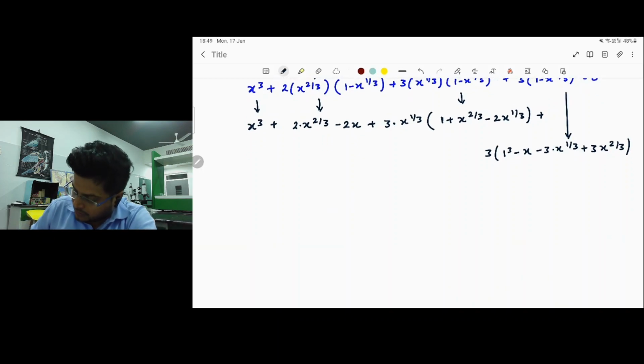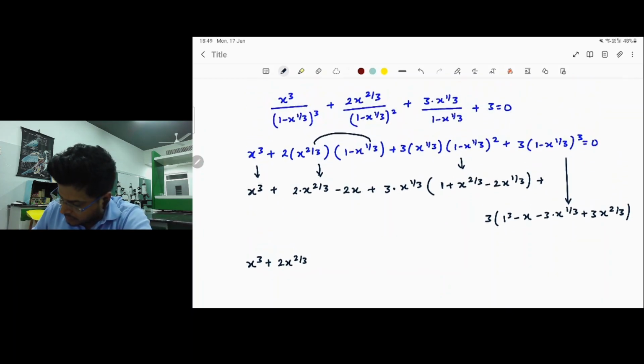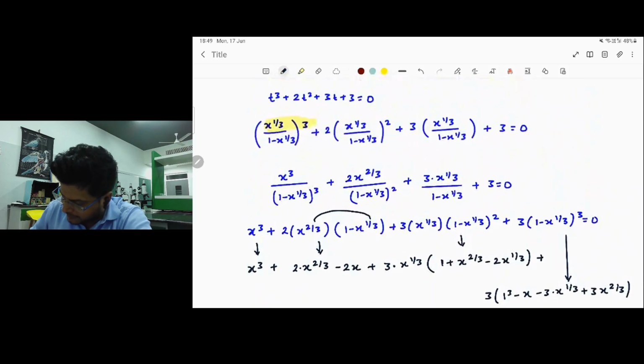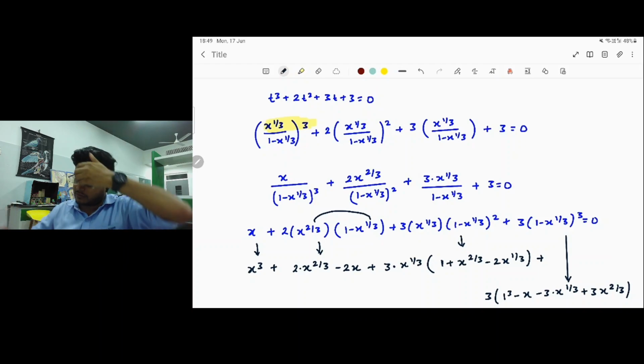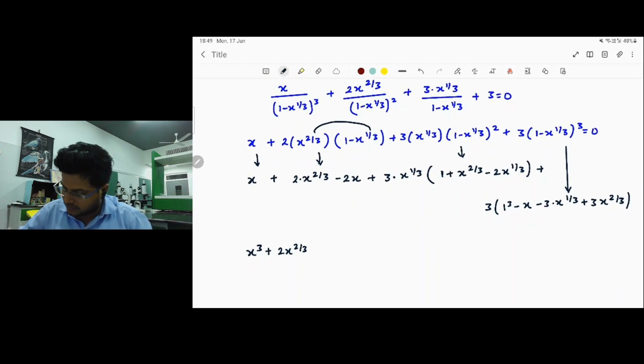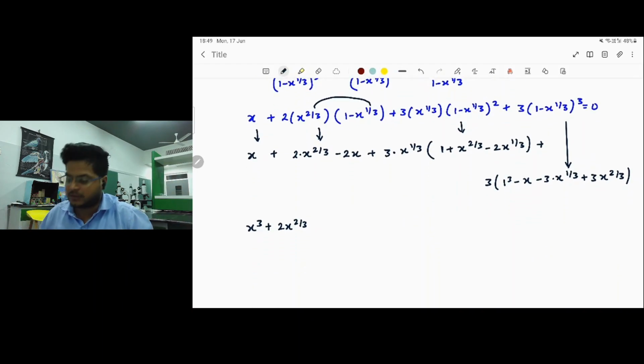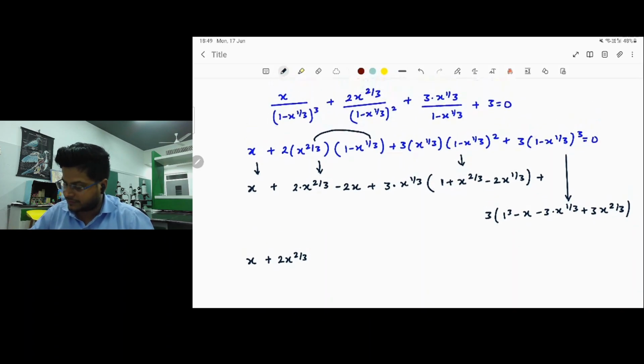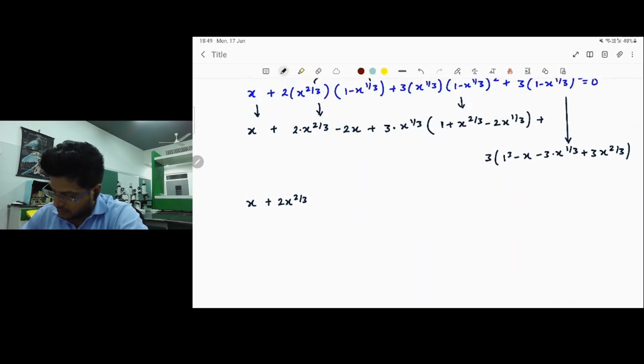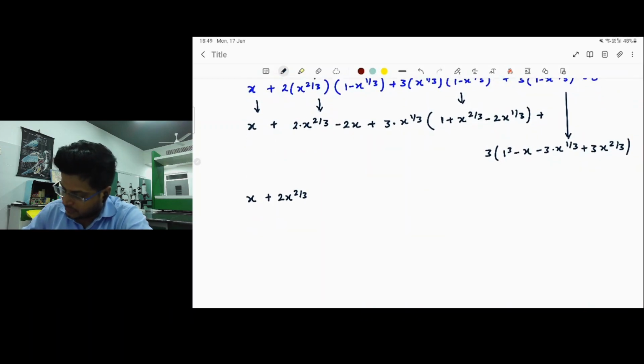Okay. Now simplify this. So this is x to the power 3. This is 2x to the power 2 by 3. So it is not x power 3. Pardon me, guys, it is just x, because x to the power 1 by 3 power 3 will give you x. Yes. It is just x. Small correction, it is just x.